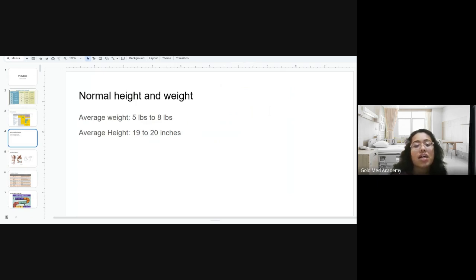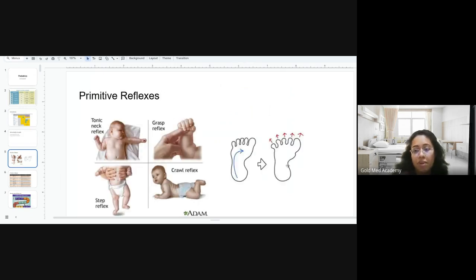Anyways, NCLEX and ATI too, to a certain extent, will not give you specifics. They will not give you numbers that are very, very close. So just remember general numbers. I would definitely encourage you to remember the weight, though, 5 pounds to 8 pounds, to know that that's the normal weight. Okay, here we have reflexes.